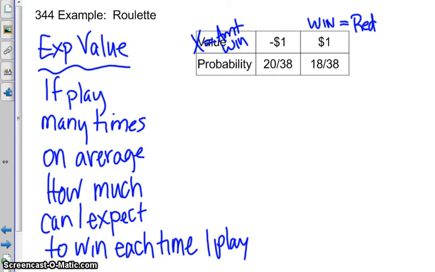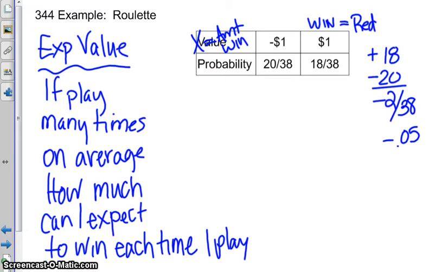Kind of when I flip a coin, I expect to flip it twice to make sure I see heads and tails. So if I roll it 38 times on the roulette wheel, I expect it to land on every one of those spots. So I expect to win 18 out of 38 times. I expect to lose 20 out of 38 times. So let's say I play 38 times. I expect to win 18, meaning I get $18. I expect to lose 20 times. Or overall, I'm going to lose $2. But I'm going to lose $2 over 38 games, which comes out to be something like this, negative 0.05.